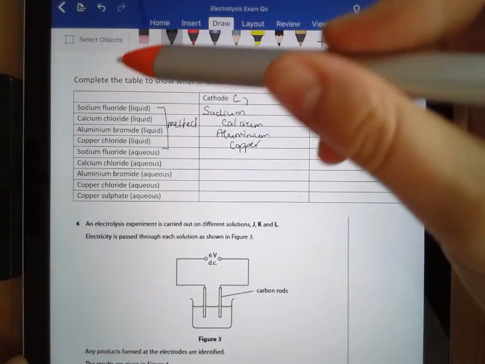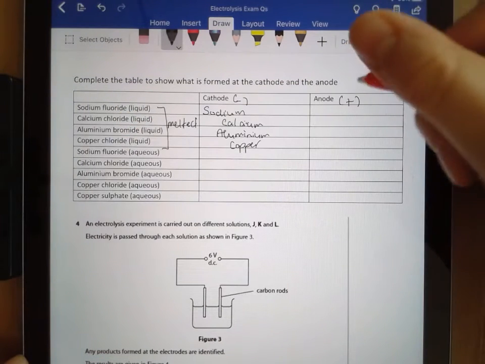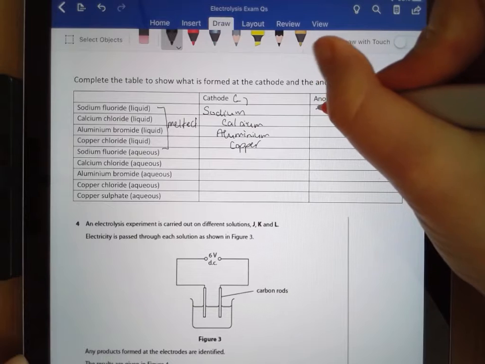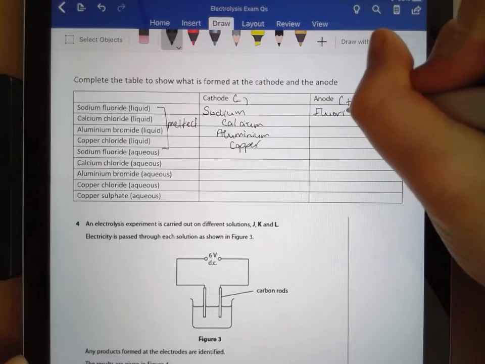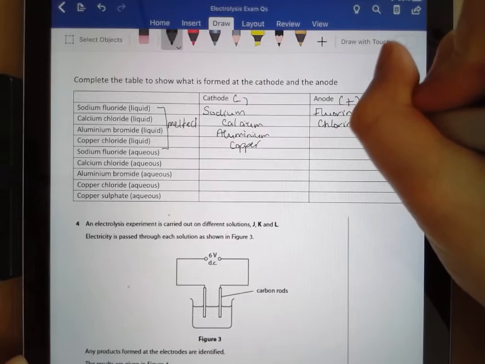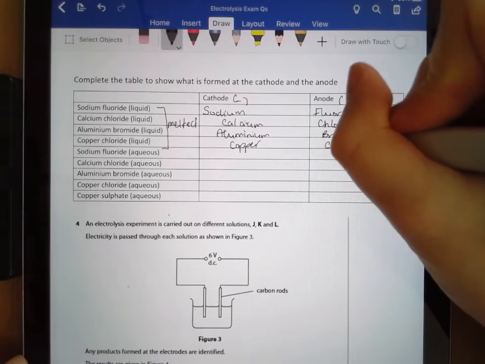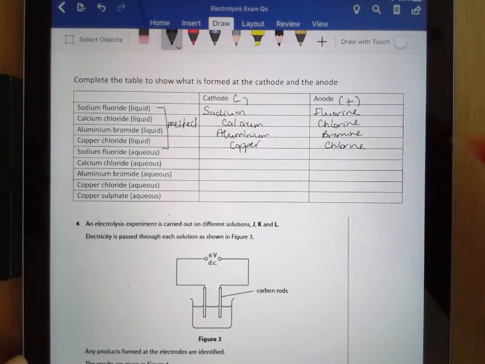At the anode, you've got the non-metal, which is the second word. When you're writing the anode, it's important that you write it as it is on the periodic table. So it's not fluoride, it's fluorine. It's not chloride, it's chlorine. It's not bromide, it's bromine. And again, it's not chloride, it's chlorine.